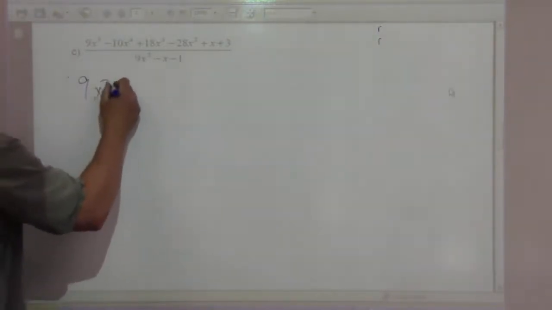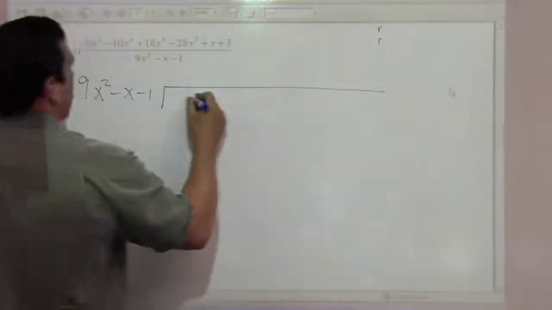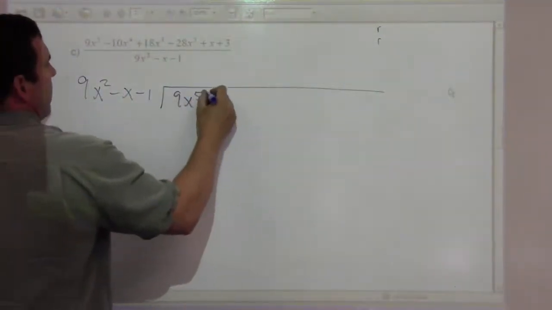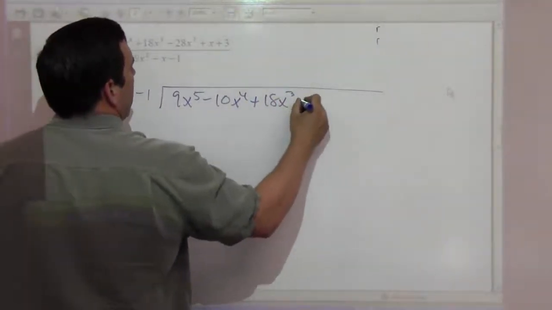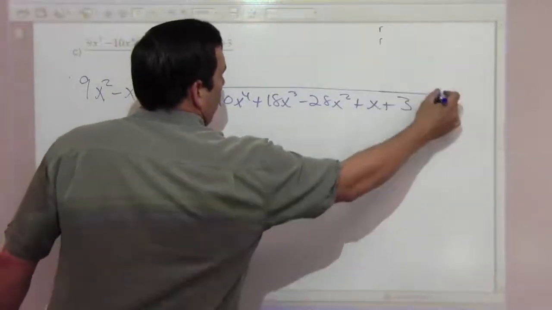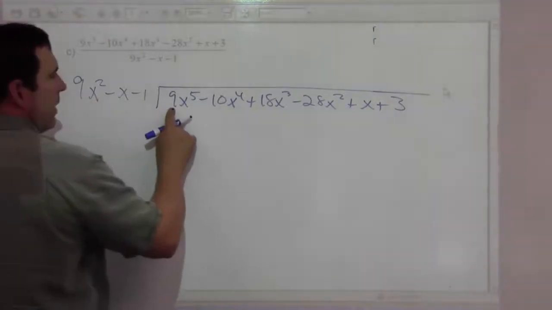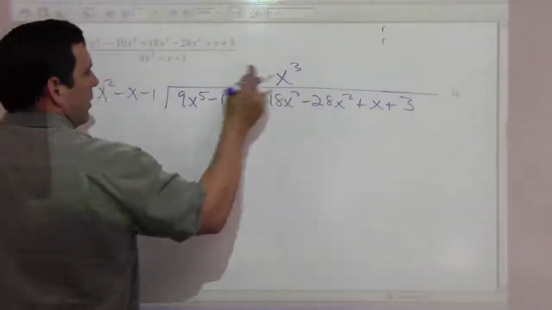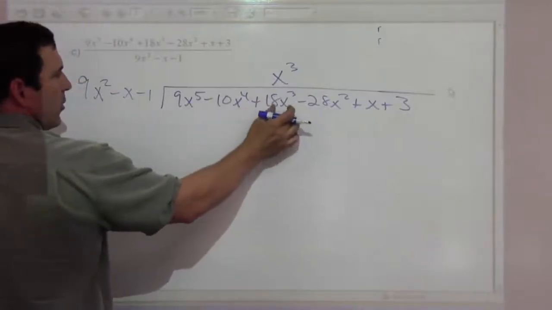We have 9x squared minus x minus 1 goes into 9x to the fifth minus 10x to the fourth plus 18x cubed minus 28x squared plus x plus 3. Whew! 9x squared times what is 9x to the fifth, and that would be x cubed. And again, notice, I didn't say this before, but notice I wrote it's x cubed over the x cubed term.